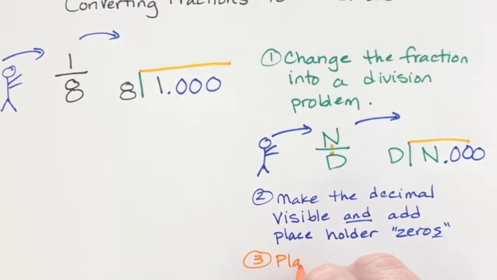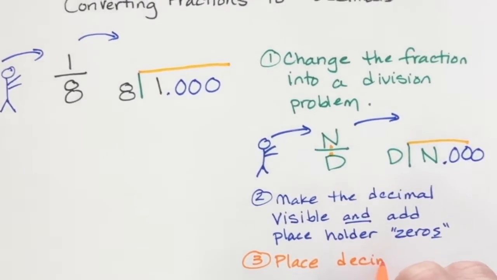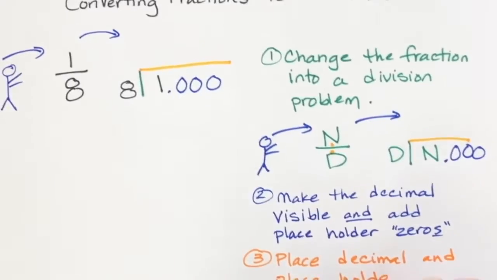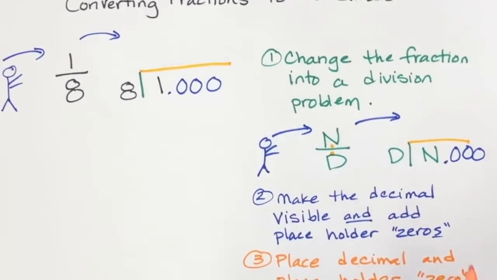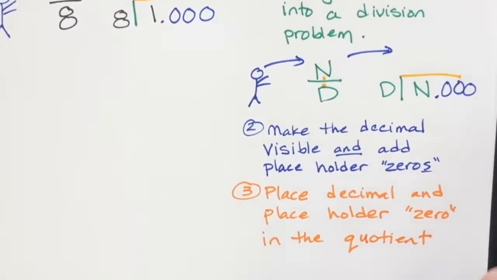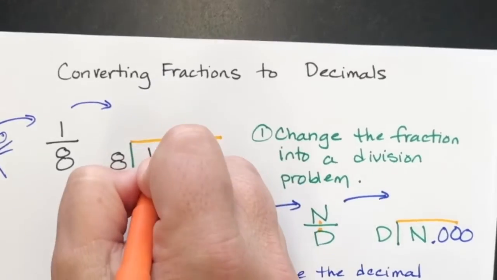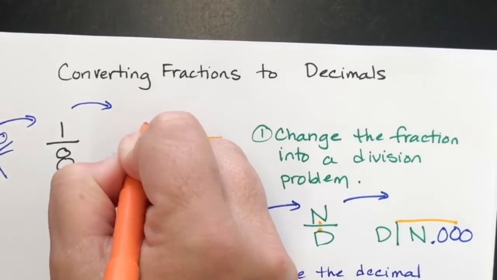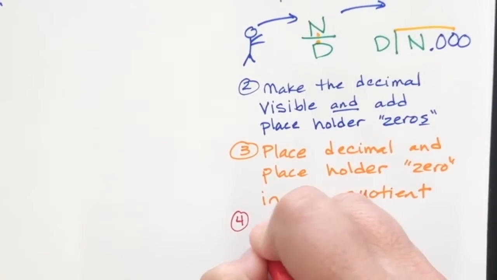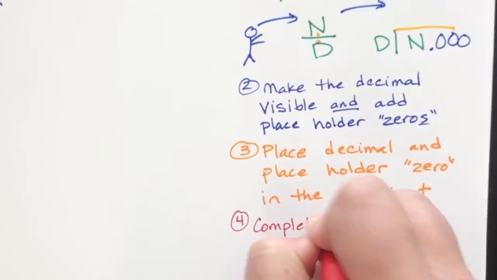So first, when we're dividing with decimals, we need to place the decimal and a placeholder 0 in the quotient. So on the top part of this division problem, we need to move the decimal up. We're not really moving it, we're just showing where it should belong. We're going to put the decimal right there and then a placeholder 0 in front of that. Now we're just going to complete it with long division.